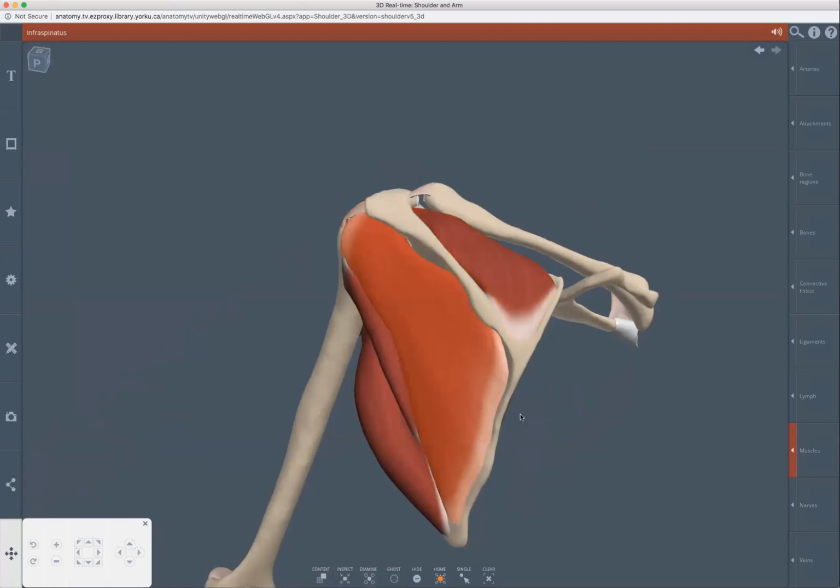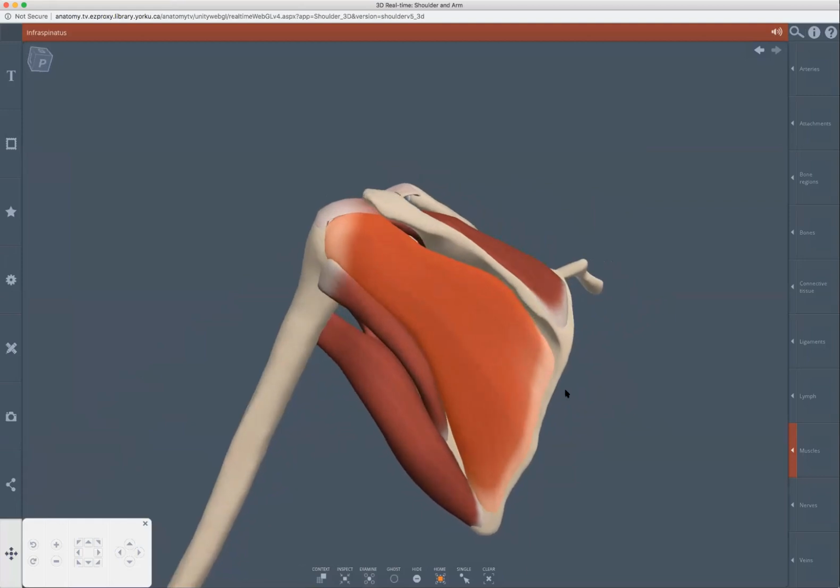All right, next up is infraspinatus. That's originating on the infraspinous fossa and inserting on the greater tubercle of the humerus. And then just deep to that, you have teres minor, and I'm going to hide teres major for a second. Teres minor originates along the lateral border of the scapula and inserts more inferior to the other two, but still on the greater tubercle of the humerus. And we'll put our teres major back.